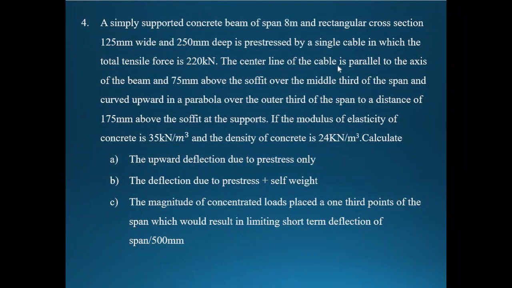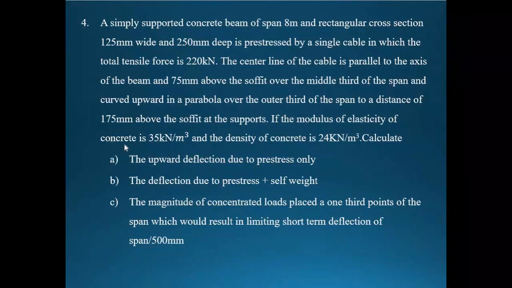The center line of the cable is parallel to the axis of the beam and 75 mm above the soffit over the middle third of the span and curved upward in a parabola over the outer third of the span to a distance of 75 mm above the soffit at the supports.